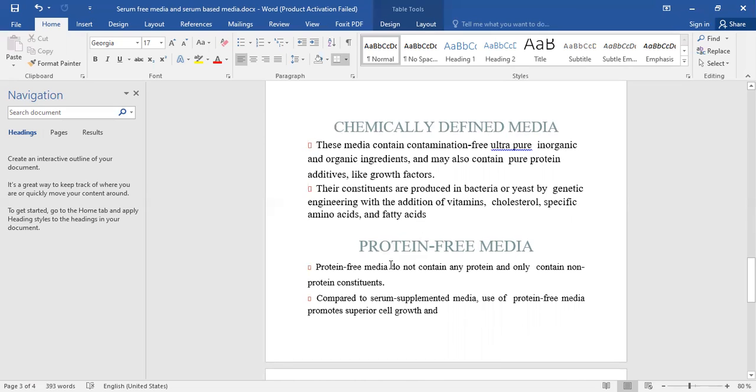The next one is protein-free media. This media does not contain any kind of proteins, and it is compared to the serum-supplemented media. So that's all about the culture media.